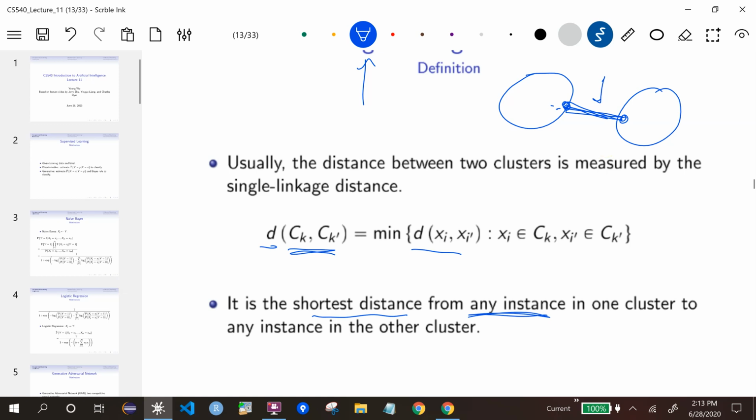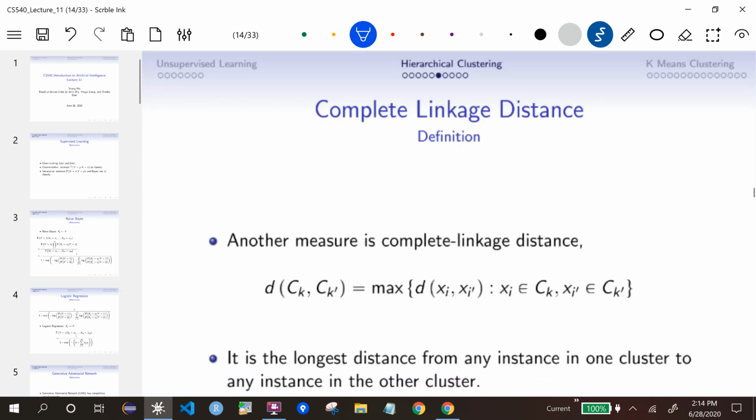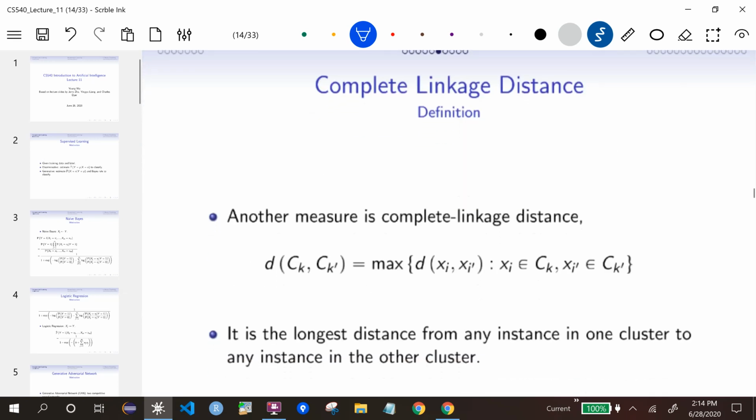So you can probably guess there is the opposite one, the maximum one, and we're going to call it the complete linkage distance. You have 2 clusters, and these 2 points seem to be the furthest. So we can use that distance as the distance between 2 clusters. And again, it's called complete linkage distance.